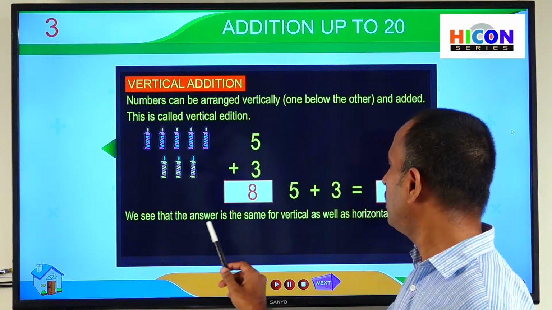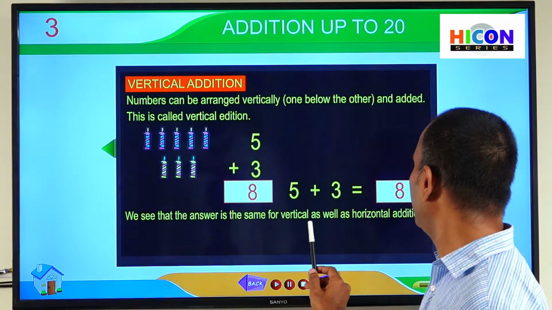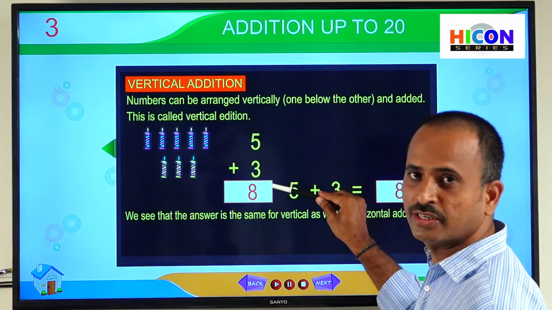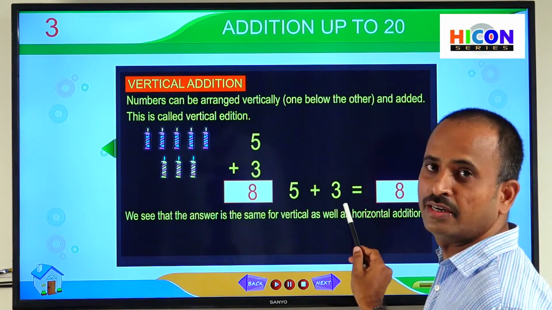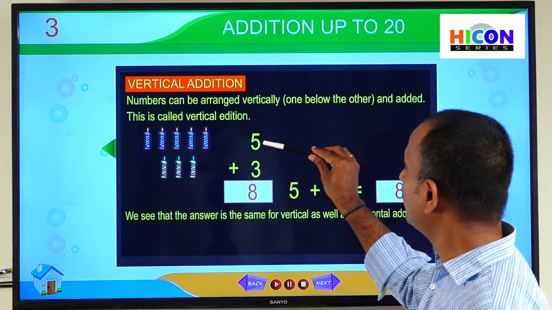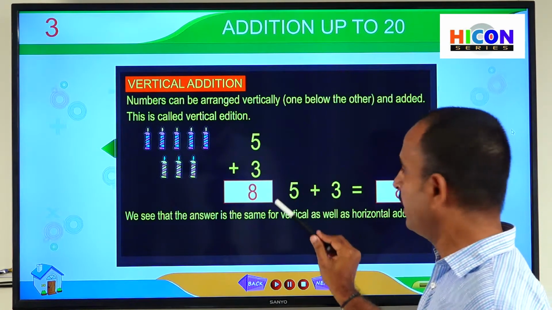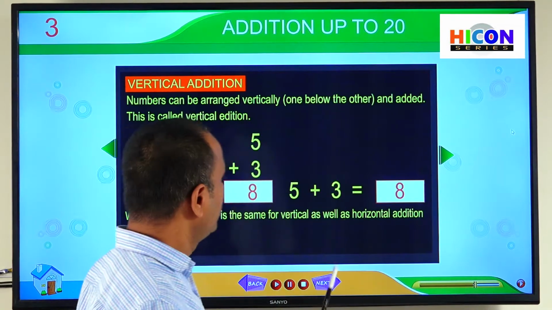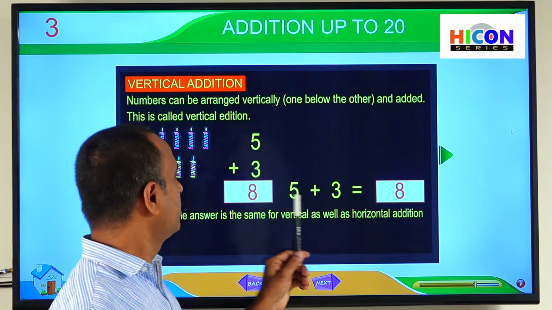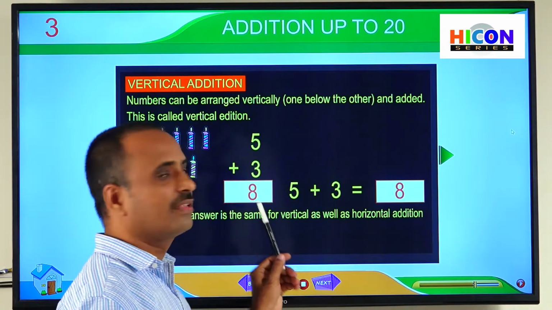We see that the answer is the same for vertical as well as horizontal addition. So this is vertical addition and this is horizontal addition. So what difference do you notice? In this vertical addition, we have written one number below the other. Whereas in horizontal addition, we have written the two numbers one beside the other. And in both cases, we get the same answer.